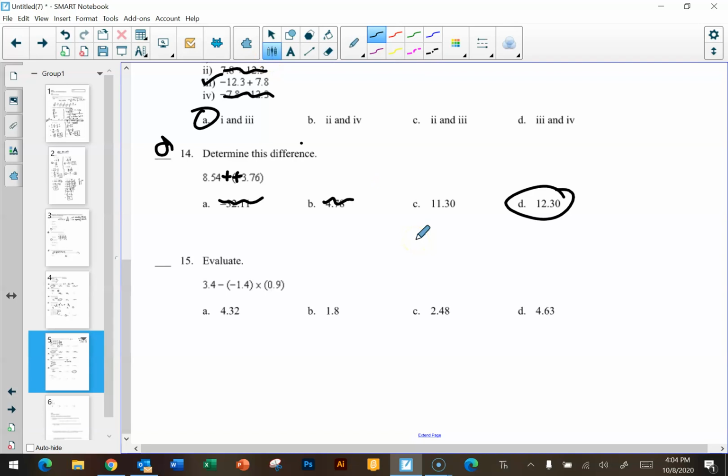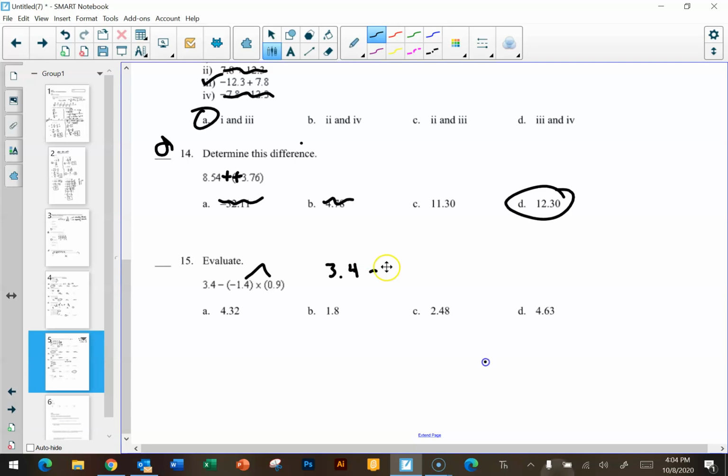Evaluate. Okay, so we've got a little order of ops here. We've got to do these ones first. So it's going to be 3.4, right? And then negative 1.4 times, so this is a negative times a positive, right? So it's going to be 3.4 minus some positive number. Okay, well, these are all positive and we wouldn't know it anyway, so I'll just get rid of that and we might actually have to do the math on this one. So it's 3.4 minus whatever 1.4 times 0.9 is.